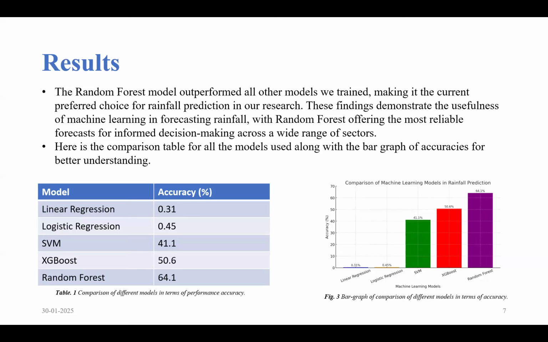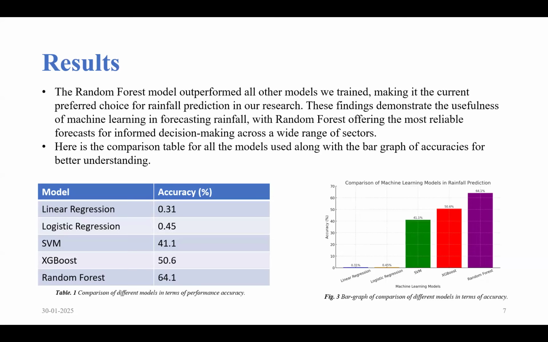Random forest gets the highest accuracy because it works well with non-linear data and complex relationships. It reduces overfitting by averaging multiple decision trees. It can handle missing data and identify the important features in the rainfall pattern.